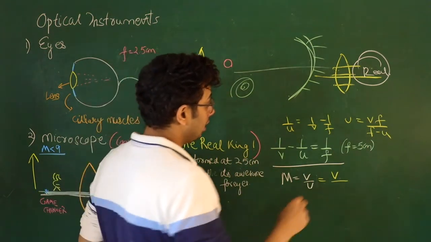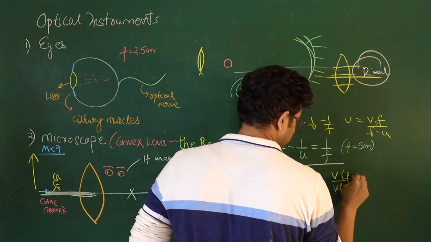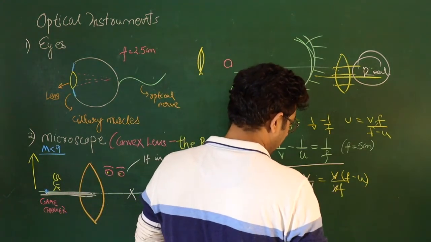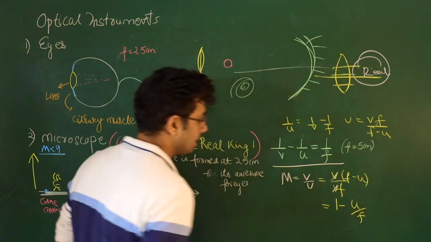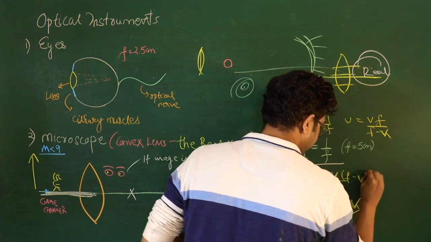Are you with me, guys? I'll substitute here, VF upon F minus V. Now I'll cancel this V, and this becomes 1 minus V by F. Sorry guys, this is V: 1 minus V by F.